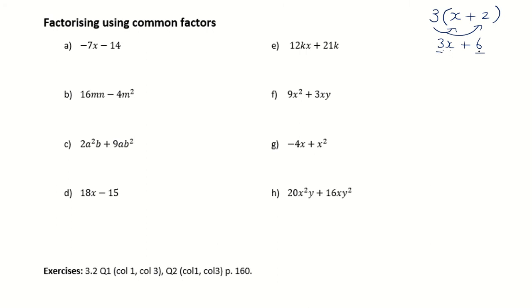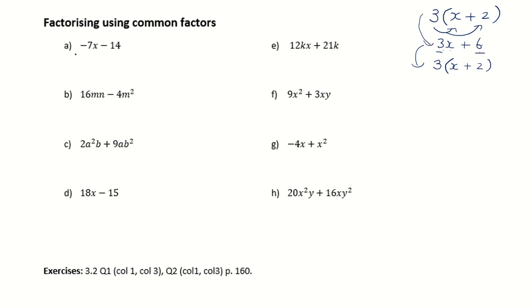Well, 3x and 6 have the number 3 in common, because 3 times 2 is 6 and 3 times 1 is 3. So when we factorize something, we look for the highest common factor that the two terms have. So they have a 3 in common. So we put that out the front of brackets. And then we work out what's left over. Well, 3 times x gives us 3x, and 3 times 2 gives us 6. So this is the process of factorizing. This was the process of expanding.